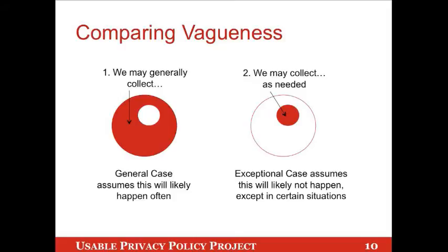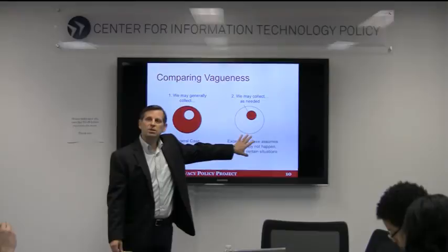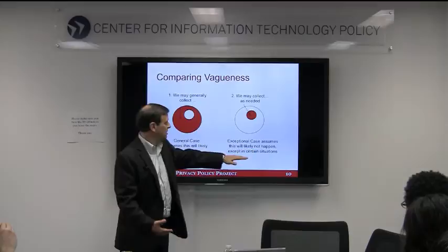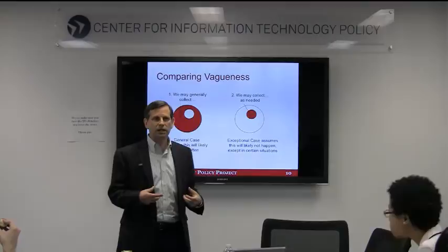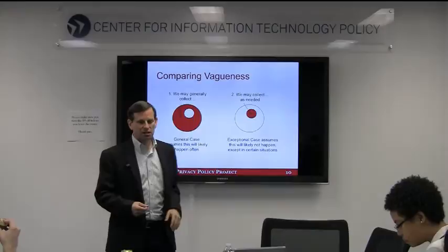There may be something that in this case gives the website less flexibility in how it uses data, because it's stating it only when it's needed can they use it or can they collect it, versus here, they're almost always going to do it. So in a sense, there's a little bit of a conflation between the flexibility reserved to the website and the potential perception of vagueness of these sentences.